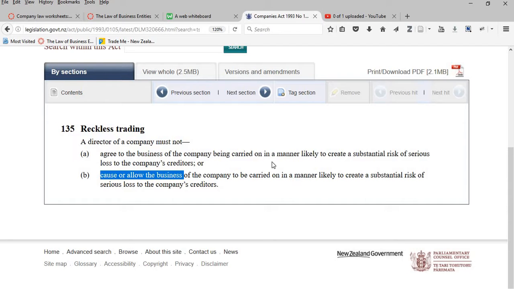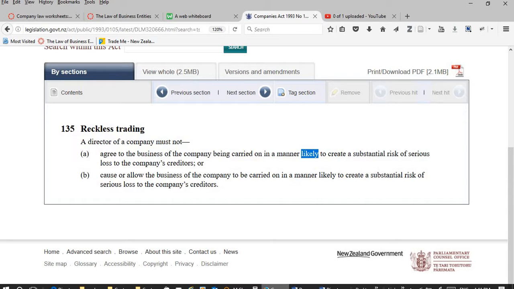So what does it mean to allow it or cause it or agree to it being carried on in a manner likely to create a substantial risk? So it's likely. It's a situation where there is a probability that the decision you've made will cause a risk to your creditors. The obvious one here is when the company's insolvent. So if the company is insolvent and won't have the money to pay its creditors when they fall due, then that is clearly reckless trading.